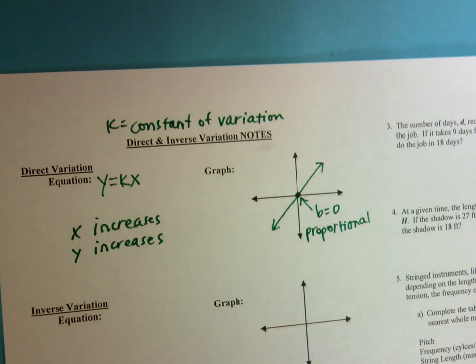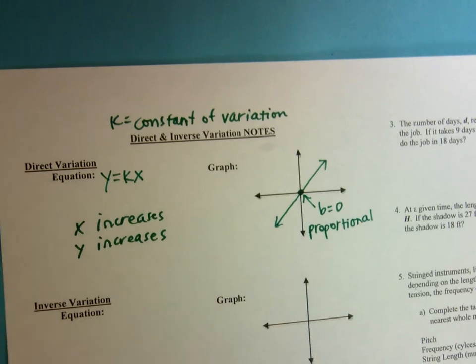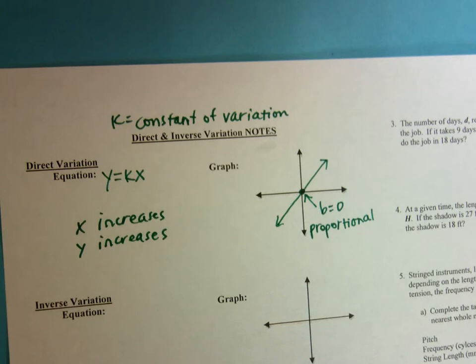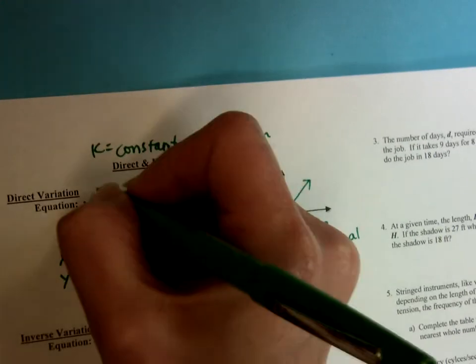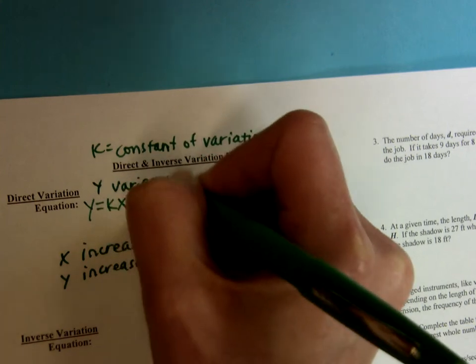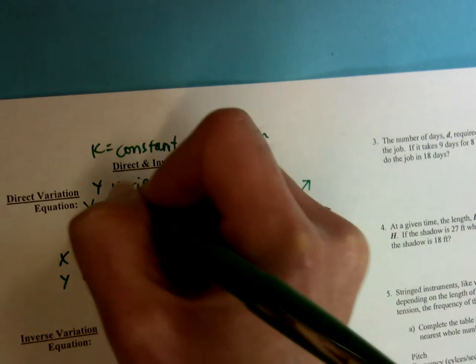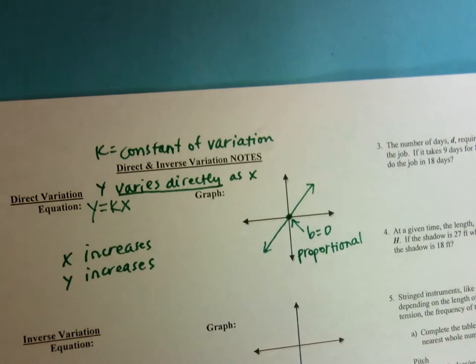What's different about a regular function, a regular linear equation, and direct is that the direct has to go through 0. A linear function can go through any y-intercept, okay? But the direct variation has to go through 0. Now, in a problem, you might see this as y varies directly as x.